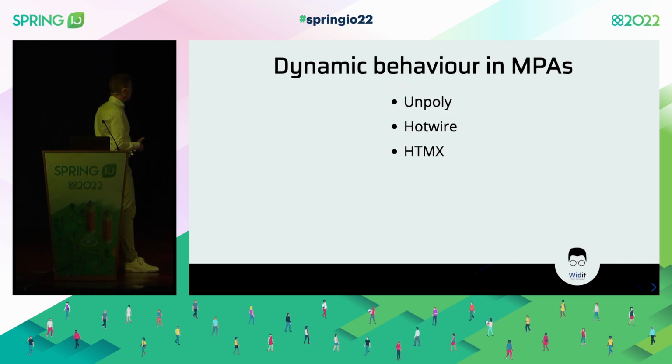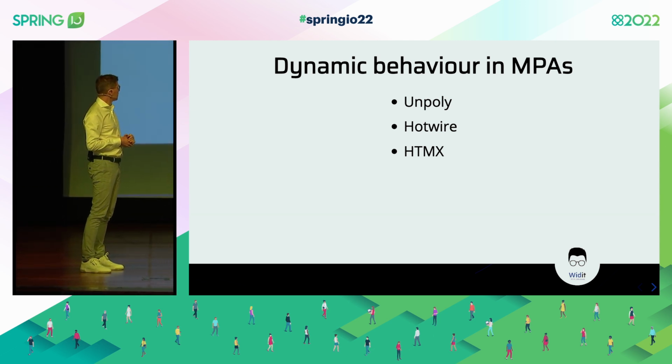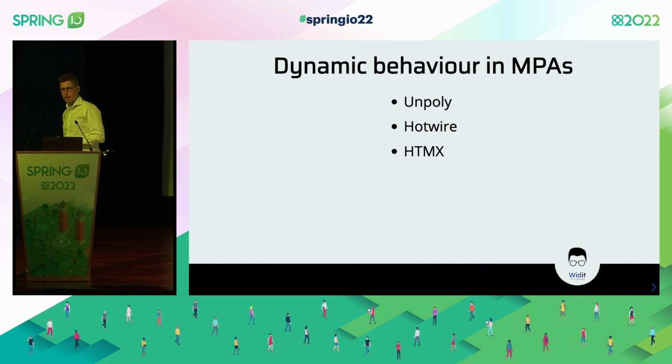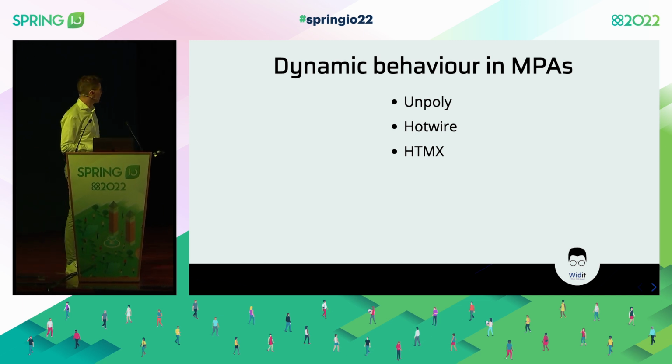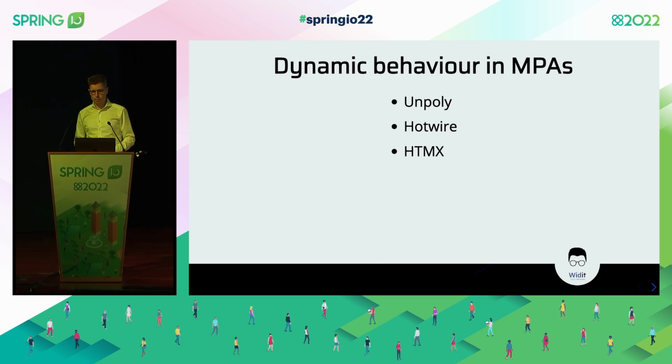Now, to bring modern frontends to Thymeleaf, there are some options. We have Unpoly and Hotwire and htmx, and they are three libraries kind of doing the same thing. Hotwire is more in the Ruby on Rails space. It's written by the people of Basecamp for their Hey client. And here I will take a deeper look into htmx.